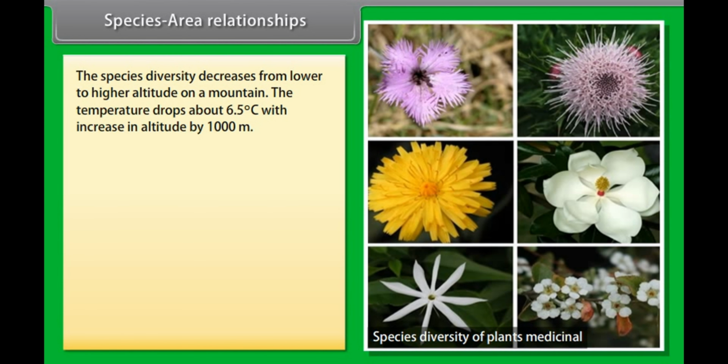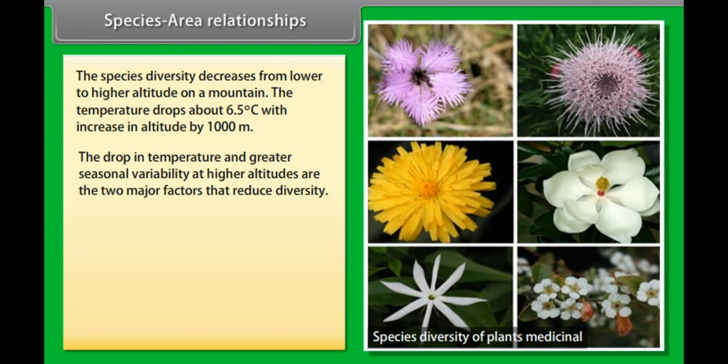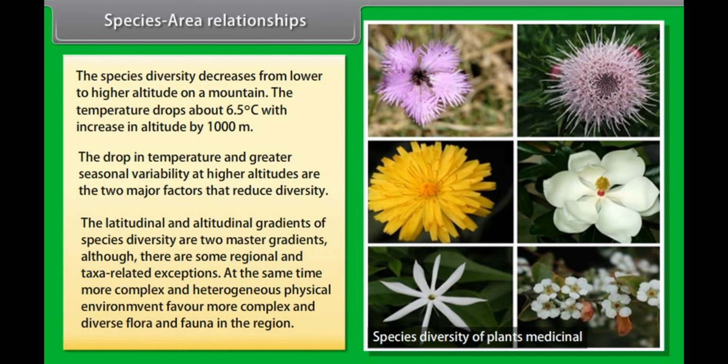The species diversity decreases from lower to higher altitude on a mountain. The temperature drops about 6.5 degrees Celsius with increase in altitude by 1,000 meters. The drop in temperature and greater seasonal variability at higher altitudes are the two major factors that reduce diversity. The latitudinal and altitudinal gradients of species diversity are two master gradients, although there are some regional and taxa-related exceptions.